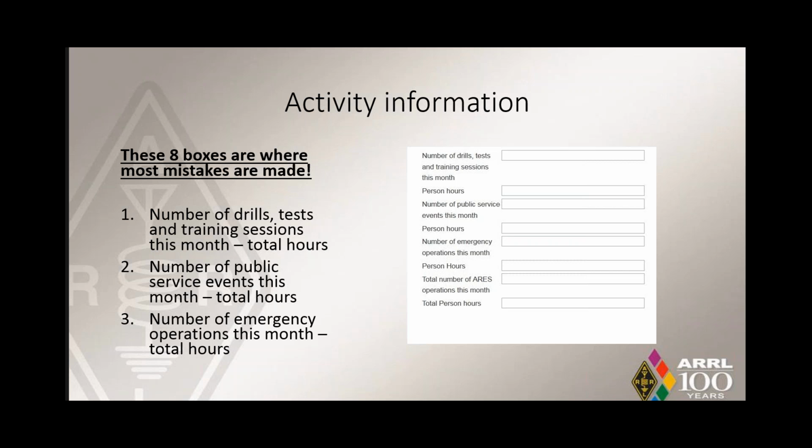And then the third and final area is the number of emergency operations this month and the total hours. Emergency operations, just what it sounds like. If it's an emergency or disaster, it could be a larger scale event. Tornadoes, hurricanes, floods, earthquakes, whatever it may be, 911 outage. Record the number of operations this month and the total hours. All of this is coming from your EC's monthly report, the FSD-212.